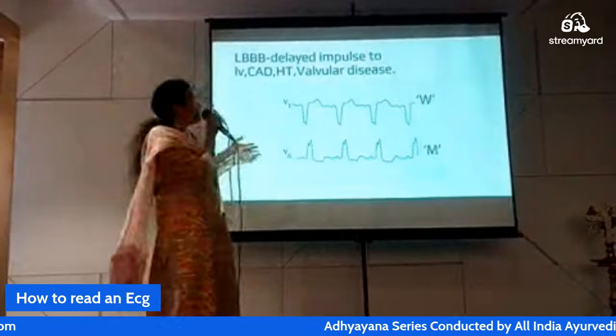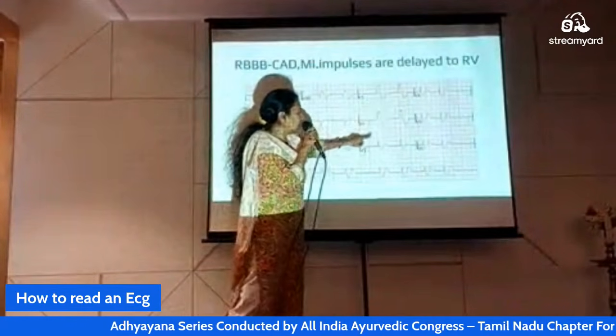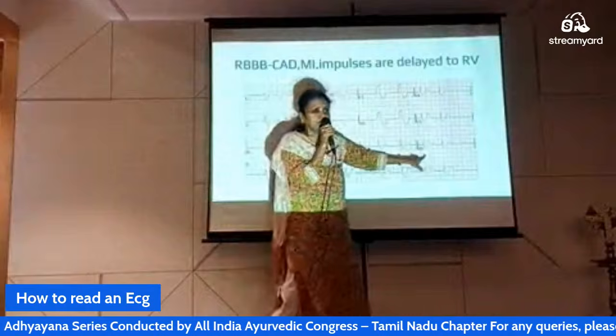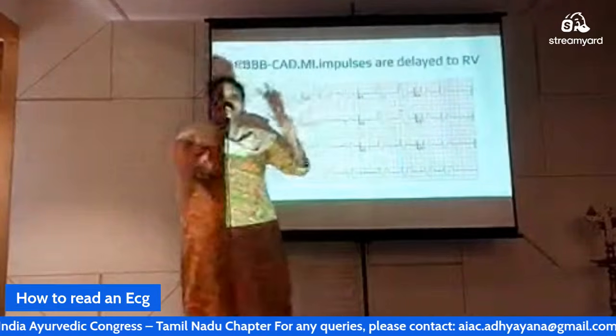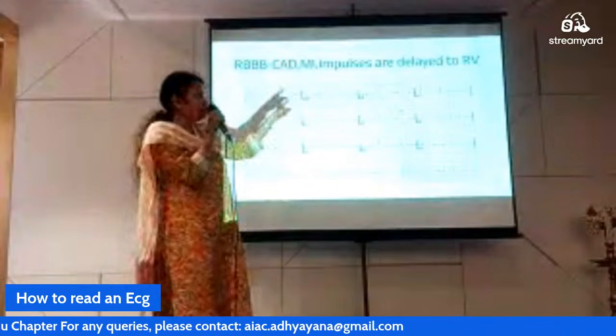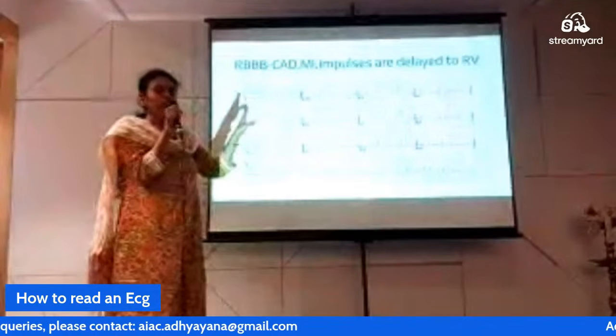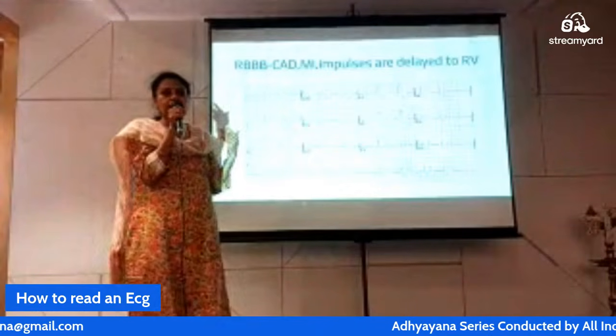Next slide is right bundle branch block. I told you V1 is M and V6 is W. So this is like William Marrow. You remember V1, V6: W, M is in LBBB and M, W is in RBBB. RBBB you can see mostly in post-operative ASD, atrial septal defect children.